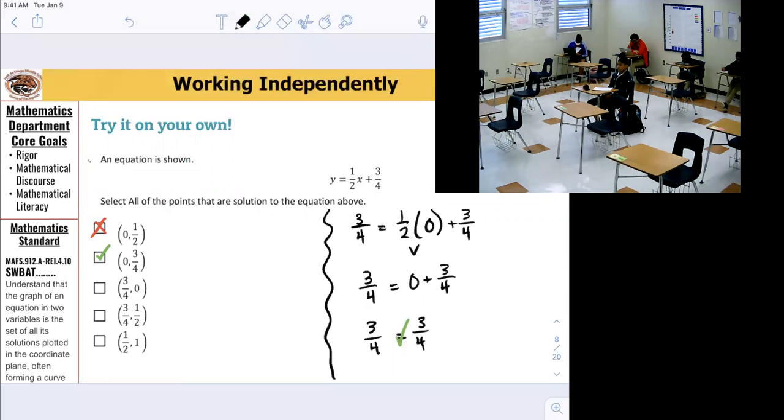0. So 0 equals 1/2 times 3/4 plus 3/4. Now we're multiplying these two fractions. So 1/2 times 3/4. Remember, I multiply numerator times numerator, denominator times denominator. So what do I get? 3/8. Yeah, 3/8.